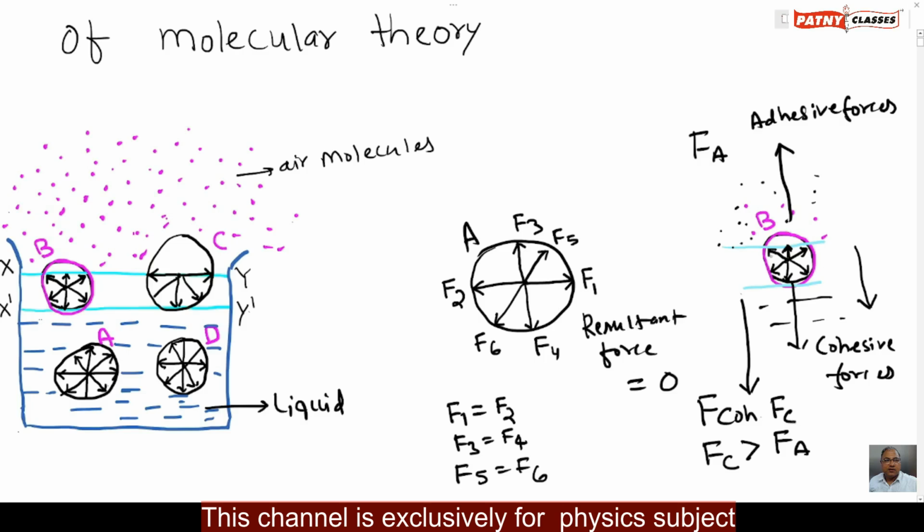So molecule B is not under balanced condition. It is unbalanced. Whenever the forces in two directions are not equal, suppose I have a body with F1 equals 10 Newton in this direction, and F2 equals 5 Newton in this direction, then we say the body is under unbalanced condition, because in both directions the forces are not equal.